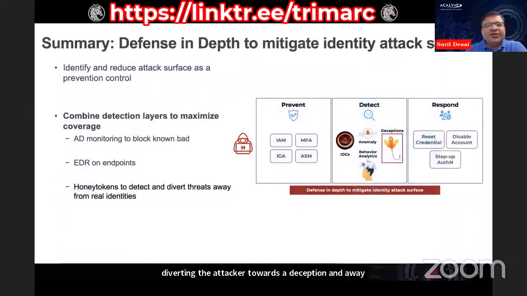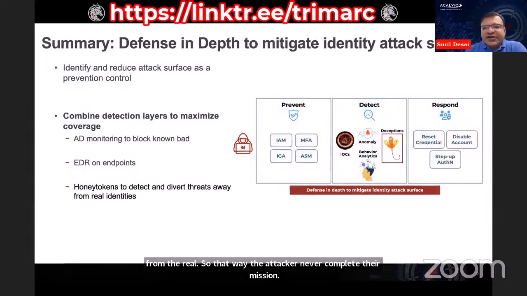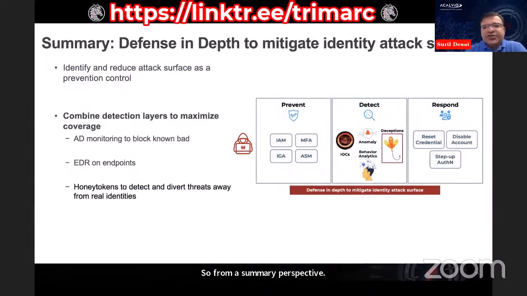From a summary perspective, defense in depth is the recommendation, which is to mitigate the identity attack surface. Identification and reduction of the attack surface as a prevention control is always important. Detection layers need to be combined so that you can maximize the coverage and eliminate the gaps. AD monitoring is a good thing. EDR is also a good thing. And then you can overlay them with honey tokens to detect and divert the threats away from the real identity.